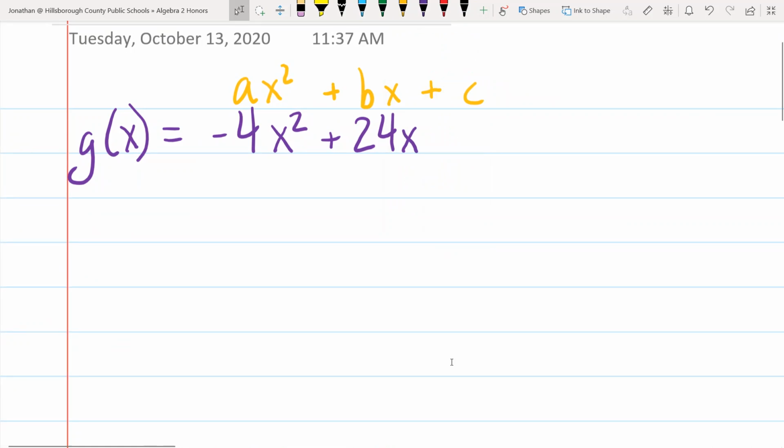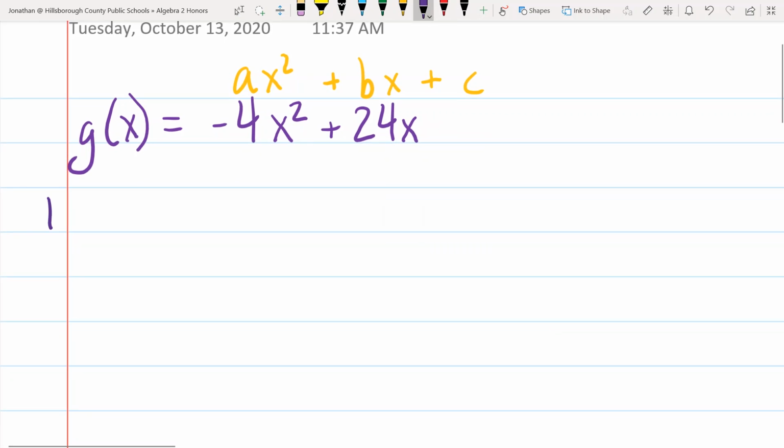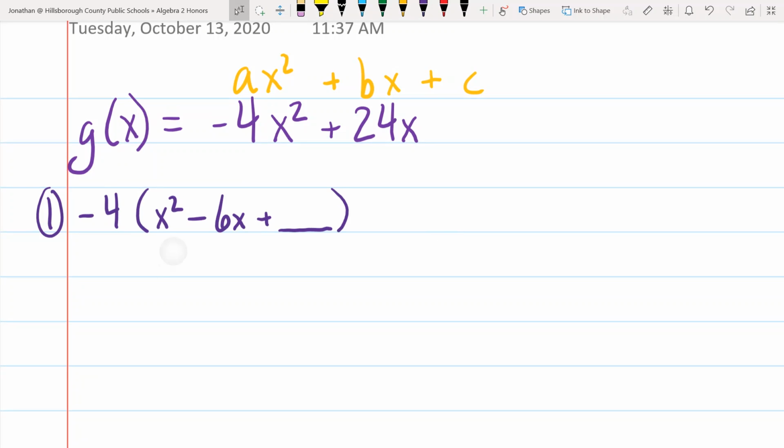So I'm going to go through a couple problems of this type that you will see. Step one of completing the square is, if you can, pull out the GCF from A and B. Now, if A is negative, you need to be sure to pull out that negative as well. So my GCF is -4, leaving behind x squared minus 6x, and I have that blank spot for my C.